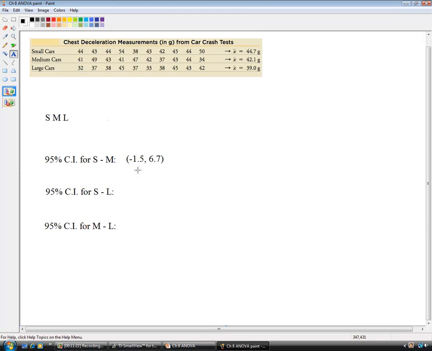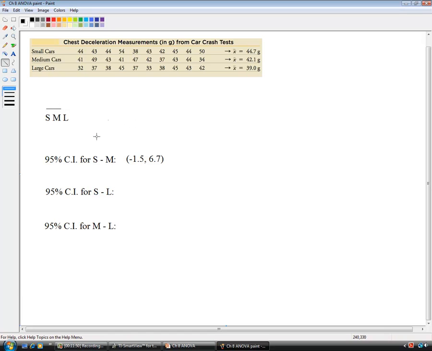Now, I have 0 within the confidence interval. This one is lower than this. This one's less than 0. This one's above 0. So 0 is within the confidence interval. So according to our confidence interval, these are statistically the same, or we don't have enough evidence to indicate that they're not the same. So over small and medium, I'm going to draw a line.